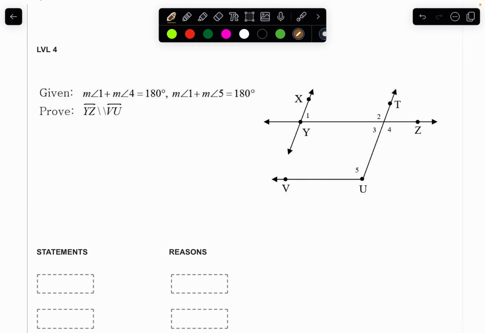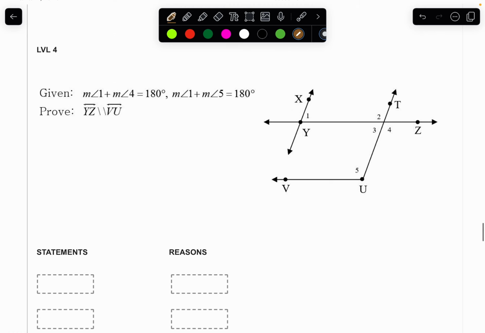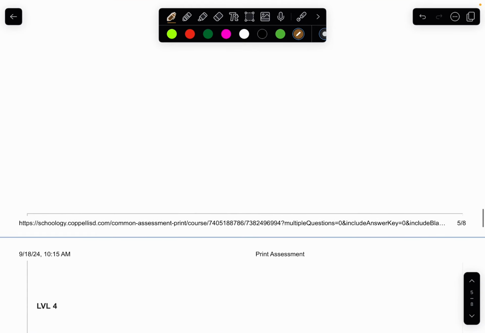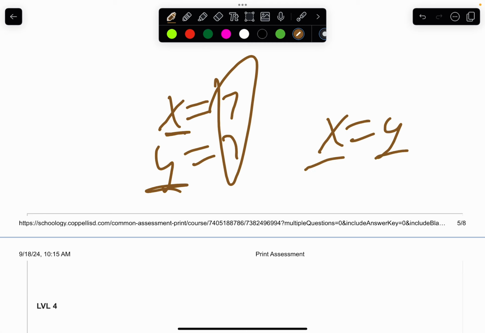Man, a lot of people are going to struggle. I know a lot of you are here for this question, and this question is tough. Something that I said a lot of times when we first introduced substitution was, if x equals 7 and y equals 7, if two things, x and y, equal the same thing, 7, what does that mean? It means that x equals y. If two things equal the same thing, then they are equal to each other.